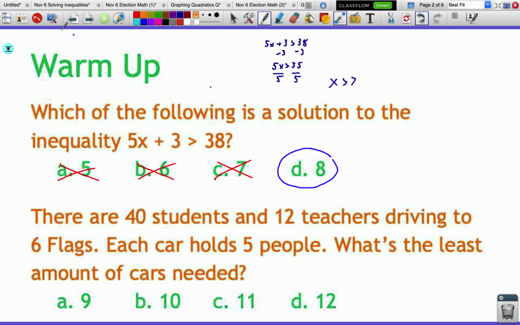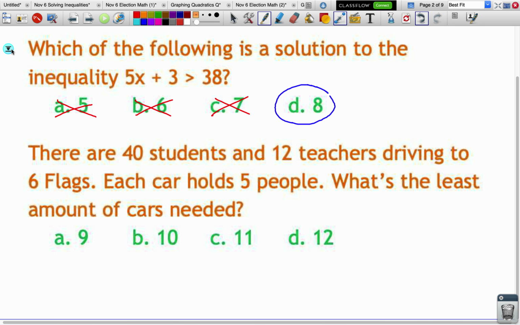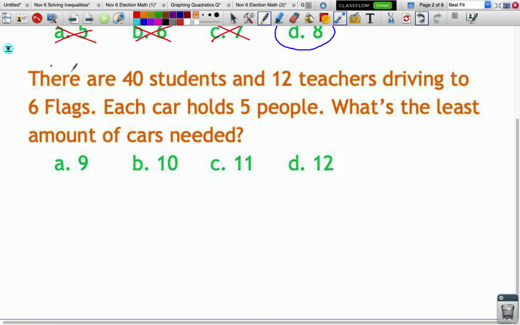All right, next one. There are 40 students and 12 teachers driving to Six Flags. Each car holds 5 people. What's the least amount of cars needed? All right, so what we need is a variable here. So we'll say x equals number of cars.